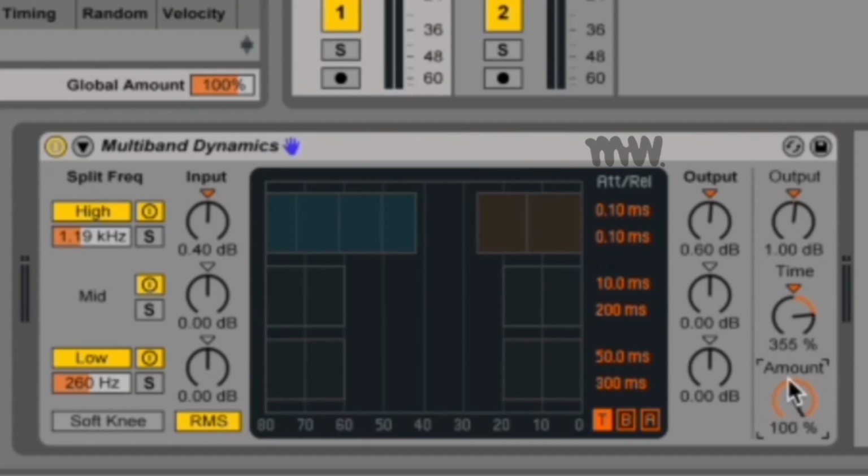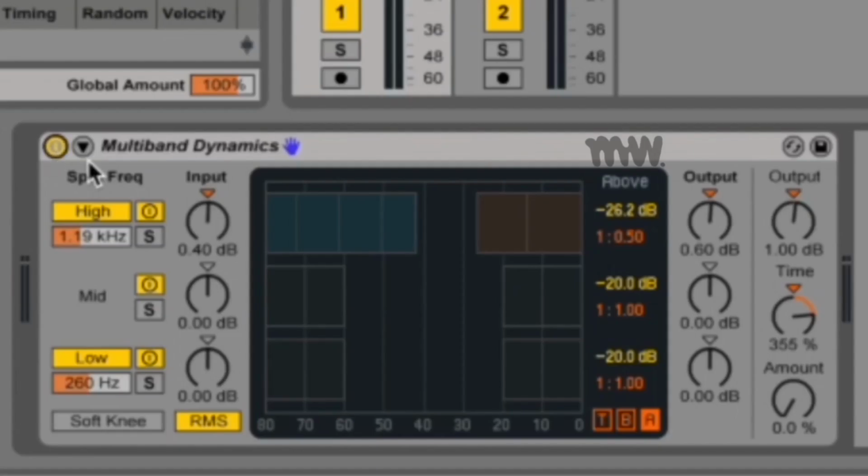So at 100%, you want to hear 100% of this kind of compression, expansion, multiband dynamics on your final signal. And at amount 0, you're basically setting all the ratios over here to 1, which means no compression or expansion is happening, which is kind of like bypassing the effect completely.